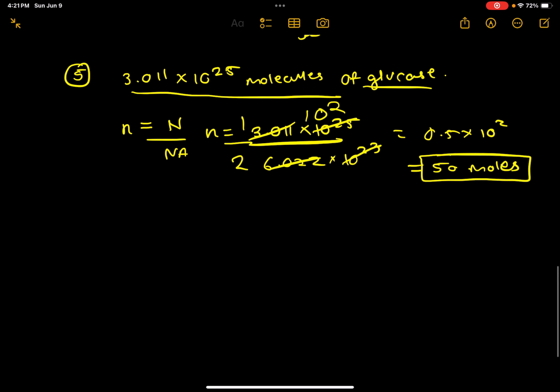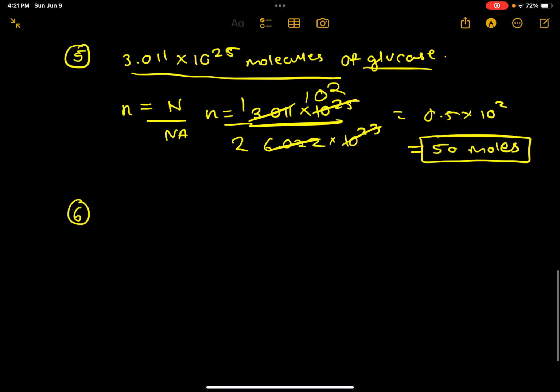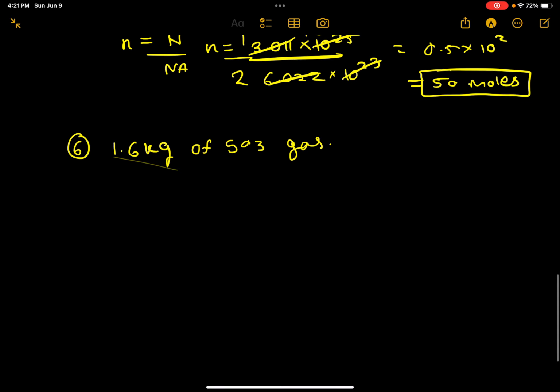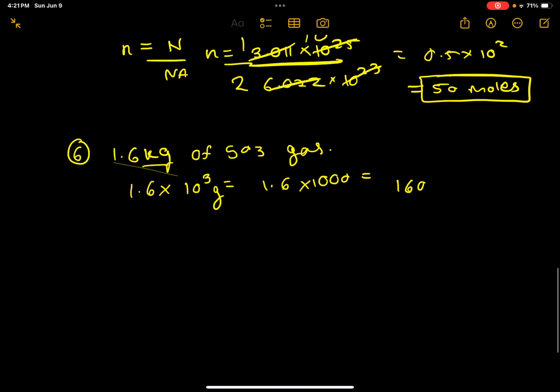Let's take another example. 1.6 kilogram of SO3 gas. Now we have to make sure that it is in gram. So that means 1.6 times 10 to the power 3, which is equal to 1.6 times 1000, which is equal to 1600 gram.